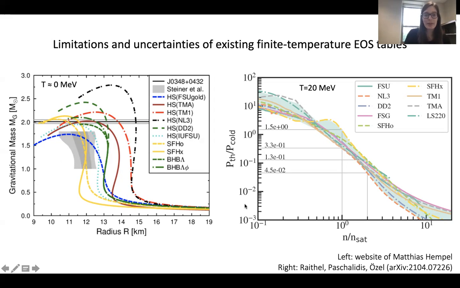Additionally, these equations of state differ not only in their zero temperature properties, but also in the finite temperature part of the equation of state, which is shown on the right plot here, where you can see that already by the saturation density, there are differences of a factor of 5 in the thermal pressure for this sample of equations of state at a given temperature. And so when it comes to comparing two different simulations that use different tabulated equations of state, there are a lot of moving parts here that are actually changing between these simulations. Not only do the equations of state differ in their radii and their maximum mass, but they're also differing in the finite temperature part of the equation of state.